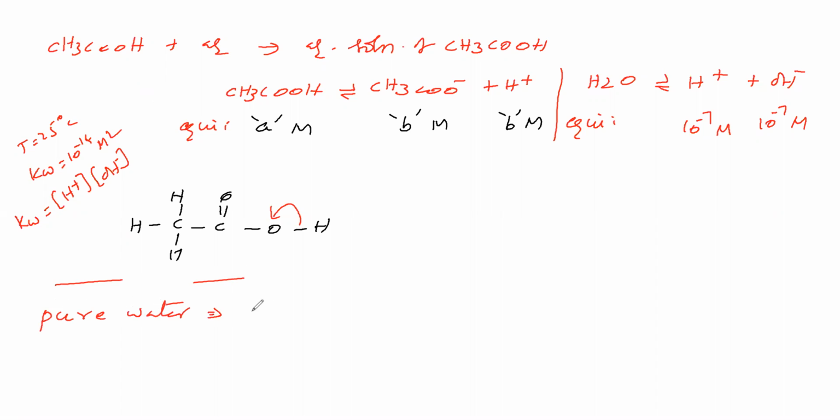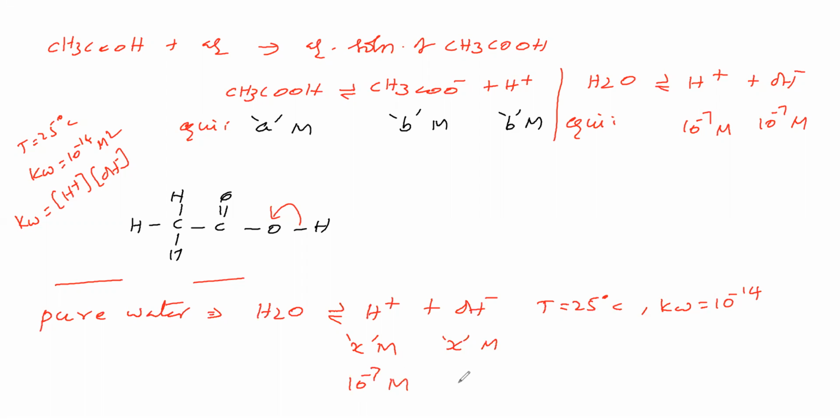In pure water, what equilibrium is there? H2O is in equilibrium with H plus and OH minus. Here the concentration of H plus is x molar, and the concentration of OH minus is also x molar, both equal. At 25 degrees Celsius, Kw is 10 to the power of minus 14. From this, the concentration of H plus is 10 power minus 7 molar, and OH minus is also 10 power minus 7 molar. Now can we say in this solution Kw equals 10 power minus 14? Yes, of course we can.